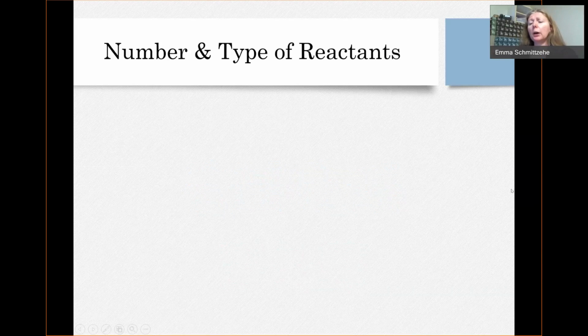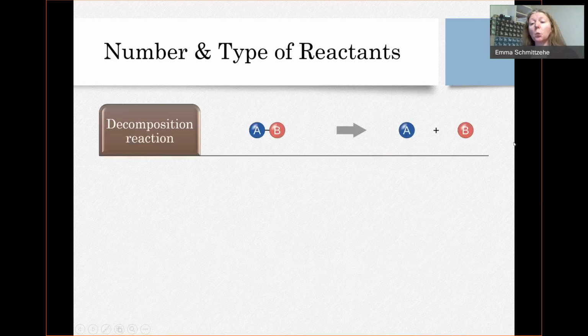Okay, now another thing that you can consider is the number and type of reactants that you have reacting. Okay, to get a general idea of what's the likely kind of pattern that's going to be followed to help me figure out the products. So one thing that we could have happen is what's called a decomposition reaction. That's always going to be what is happening if you're only starting with one reactant.